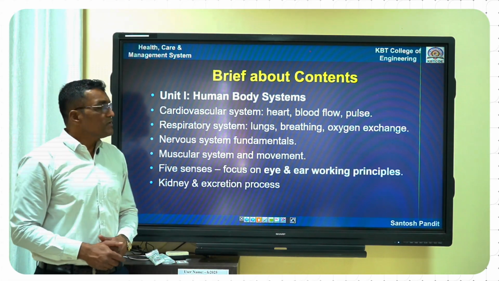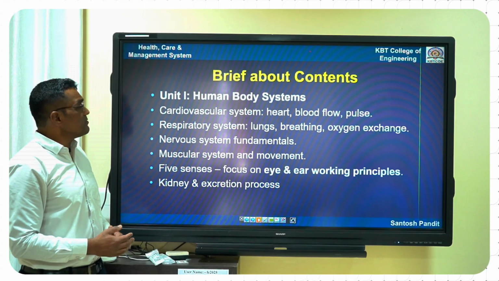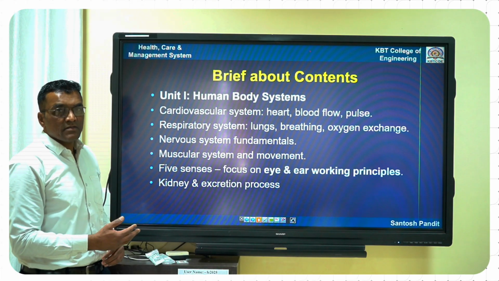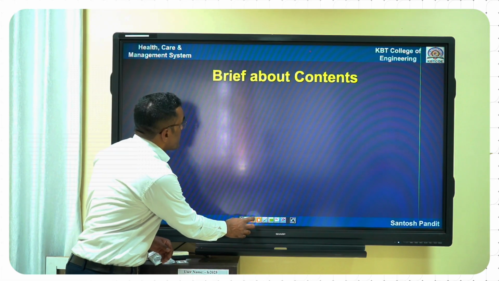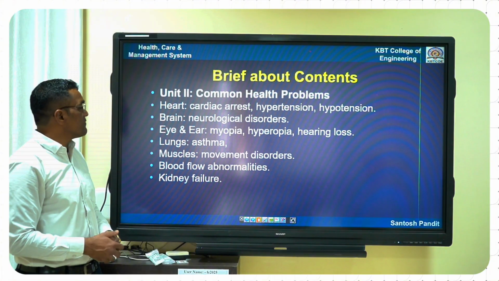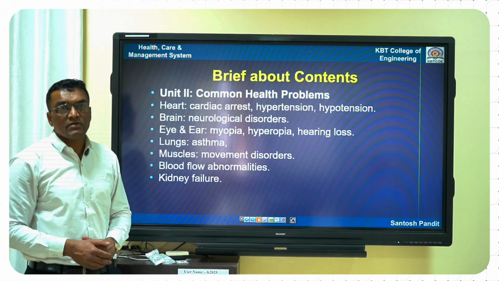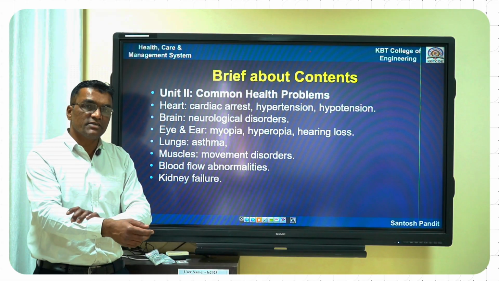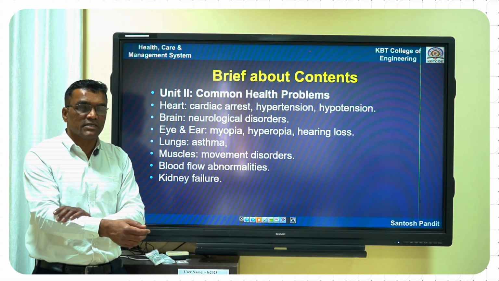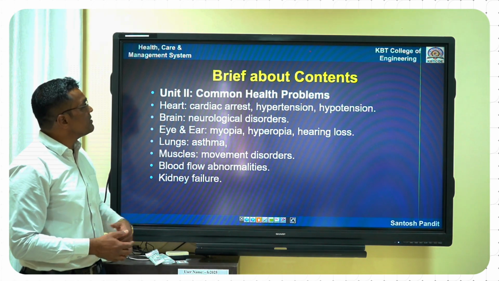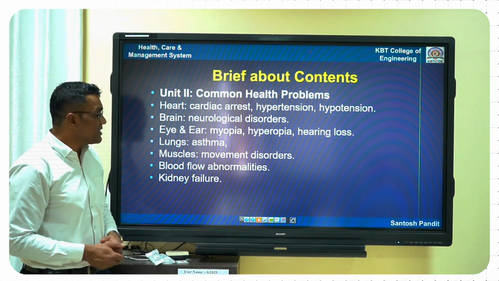Unit number 1 totally focuses on the human system: heart, respiration, nervous system, muscular system, five senses. Unit number 2, what are the health problems? What problems the heart faces, brain faces, eyes and ear, muscles, blood flow. Even if the bone fractures, what were the reasons for the bone fracture? All these points are covered in unit number 2, common health problems.